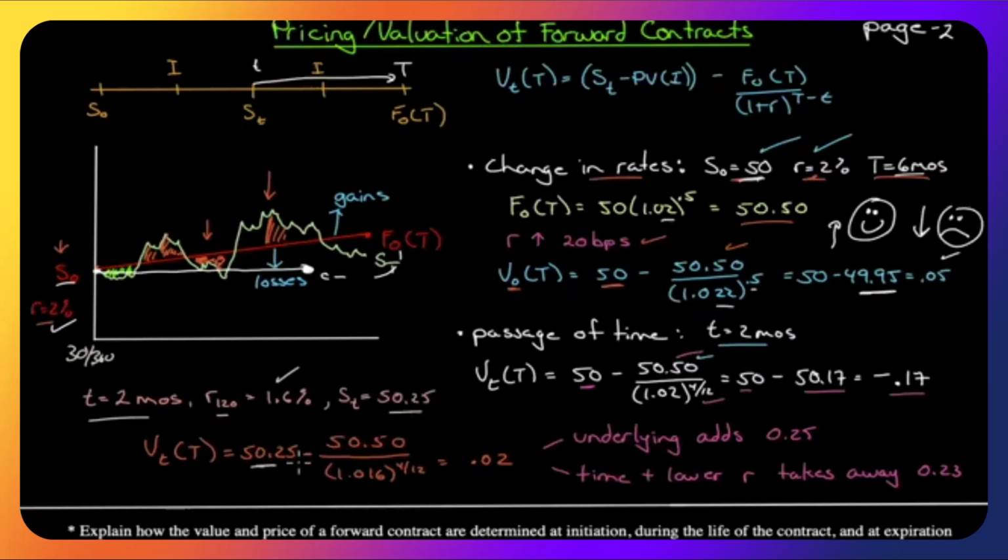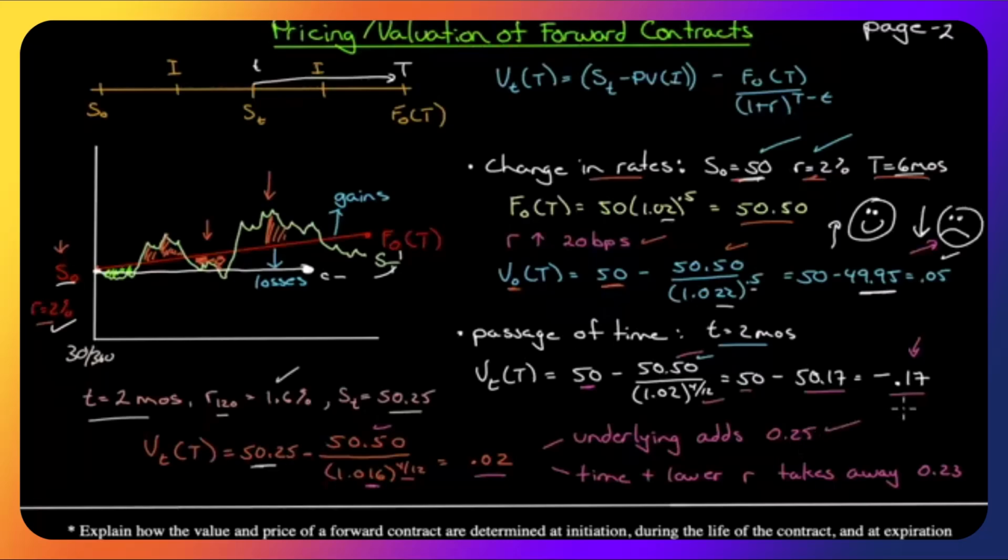Our underlying now is 50.25. This is S_T minus the present value of the contract. Remember, the 50.50 is fixed. Nothing we can do about that. We're discounting it at a lower rate now. Remember, lower rates are not good for us, and it's a shorter amount of time. Remember, a shorter amount of time is not good for us either, right? Because we have to overcome that time. We're up 2 cents. The underlying has moved 25 cents, but we're only up 2 cents.